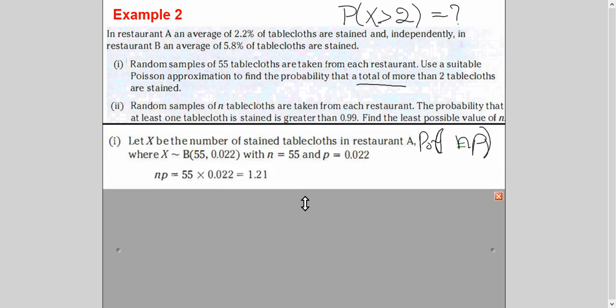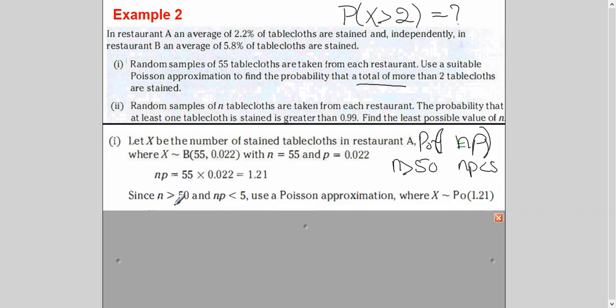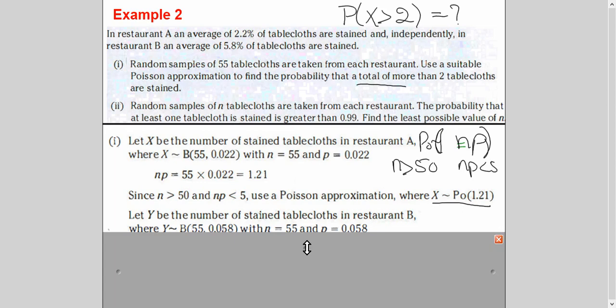So I will first check the condition, and the condition is what? N should be greater than 50 and NP should be less than 5. So NP is coming 1.21, which is perfect. So you can say since N is greater than 50 and NP is less than 5, you can use Poisson approximation and your distribution will be Poisson 1.21, right? So you have found it out for X. Similarly, you will do for Y.